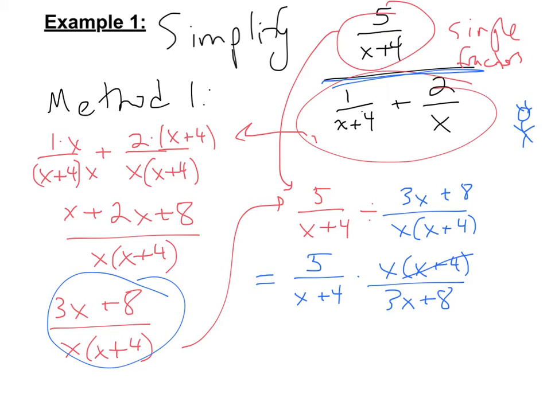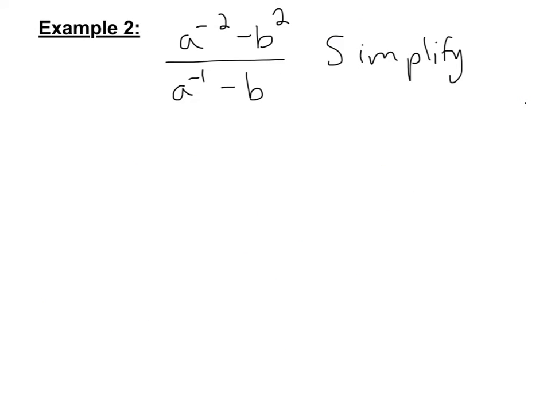And then we divide these factors to 1, since they are the same factor, leaving us with a final result of 5x over 3x plus 8. And that is an example of how to simplify a complex fraction. In the next example, we'll look at method 2.